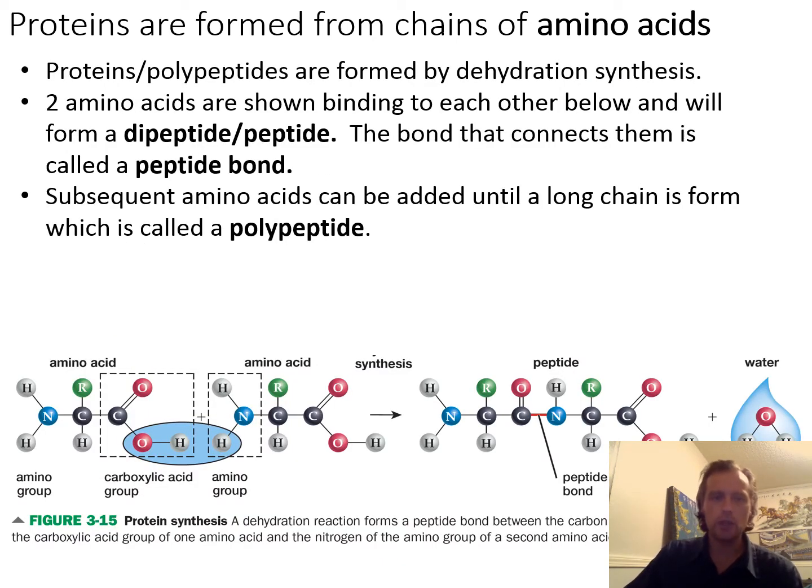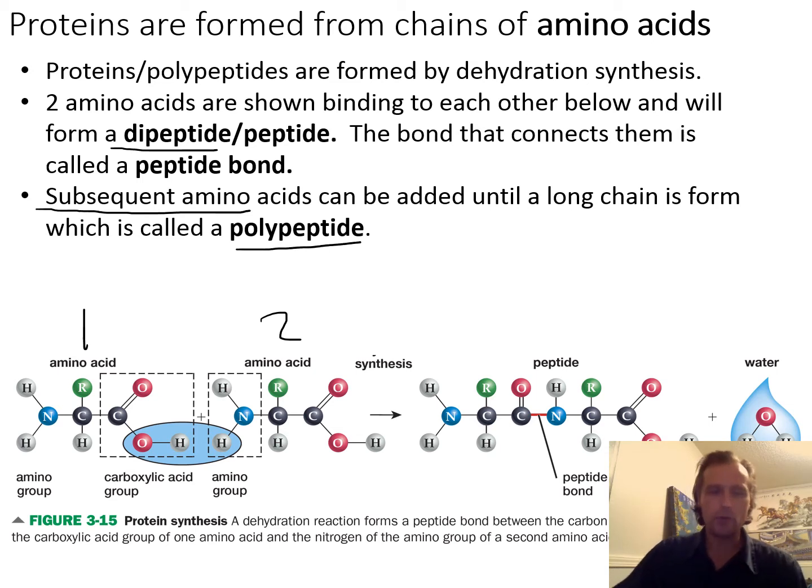Here we have a closer look at dehydration synthesis. What we are going to look at here is two amino acids, 1, 2, and they're going to form a dipeptide. I've written that right here, a dipeptide. Di means two, so two amino acids bound to each other, and the resulting bond that is formed is called a peptide bond. If we keep adding subsequent amino acids, then we start calling it a polypeptide. So many amino acids bound to each other.